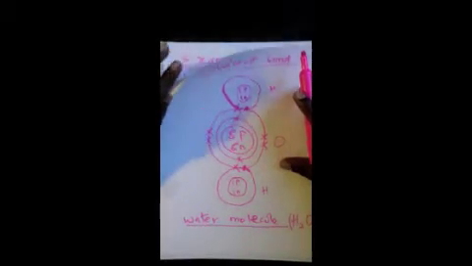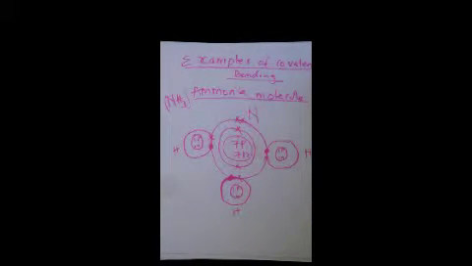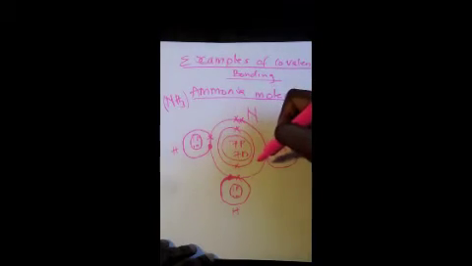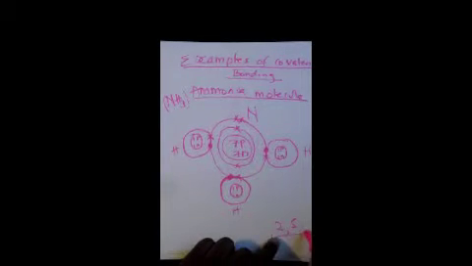A few other examples of covalent bonds that we have in existence are the ammonia molecule. Ammonia has got 3 hydrogen atoms and 1 nitrogen atom. And you will realize that the chemical formula for ammonia is NH3. Nitrogen has 7 electrons, which means the innermost is going to take 2, so we have 2, and then the outer one is going to take 5. That is the structure of the ammonia molecule.